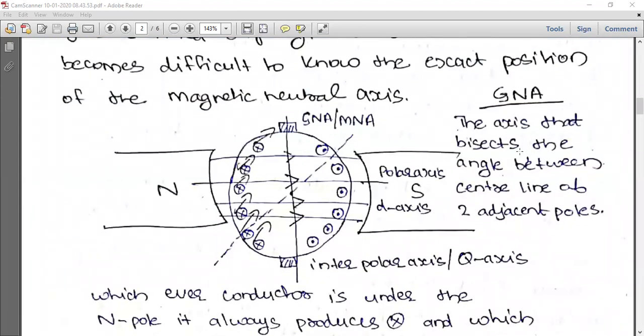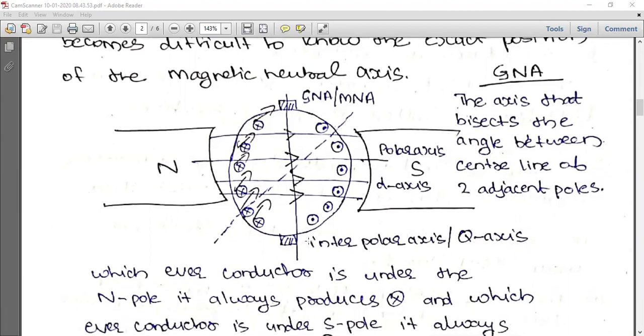So what is GNA? GNA means the axis that bisects the angle between the center lines of two adjacent poles. We have a north pole and a south pole, and magnetic field lines traveling from the north pole to the south pole. This horizontal axis we call the polar axis, or D axis, or direct axis, and the perpendicular one we call the interpolar axis, or Q axis. Just remember: polar axis or interpolar axis, direct axis or quadrature axis, D axis or Q axis.